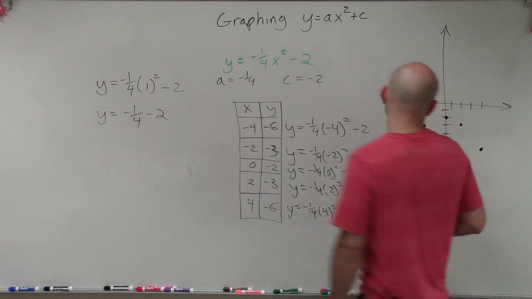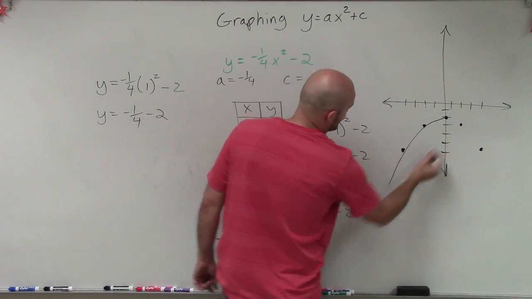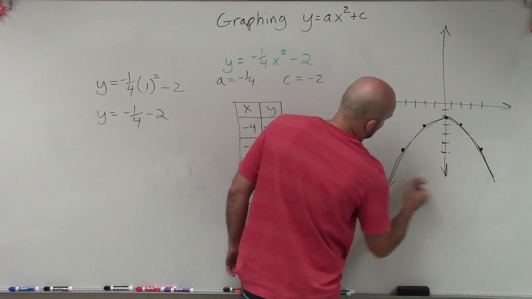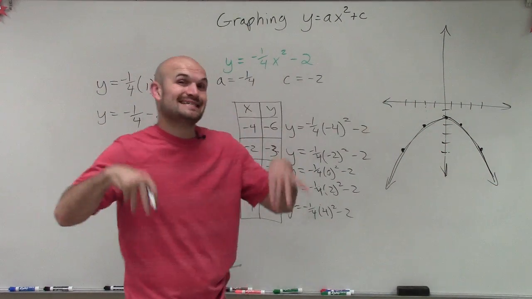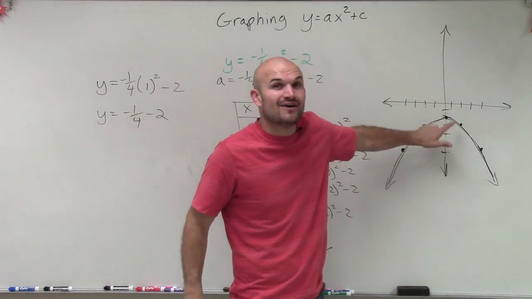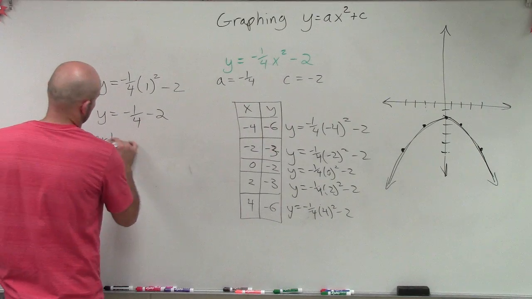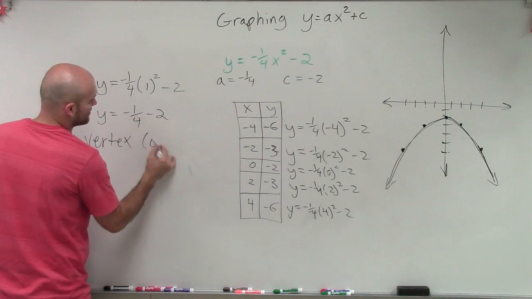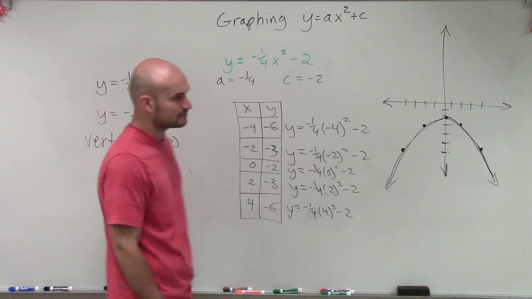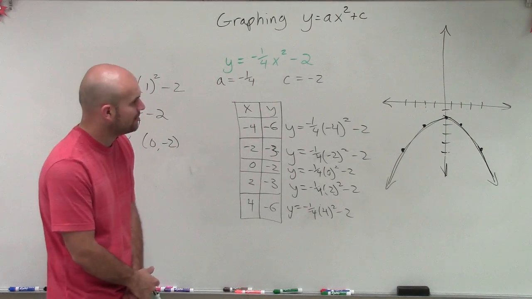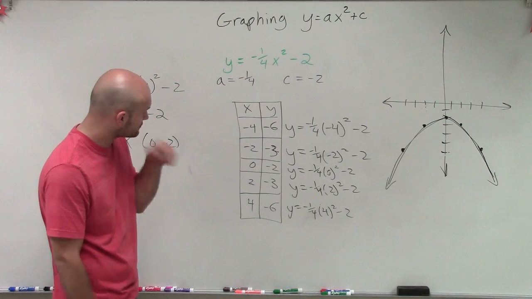OK, so now what we're noticing, as I connect these points here, this graph is going to keep on going down, right? The maximum point that we found is right here, which is our vertex. And that point occurs at 0, negative 2. All right, so that's very helpful. Let's also take a look at a couple other points we have here.